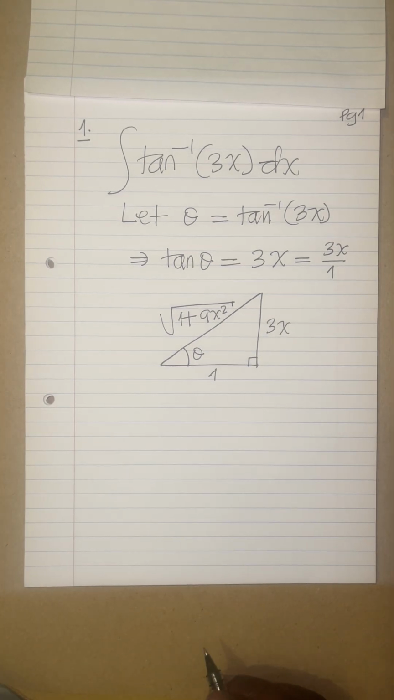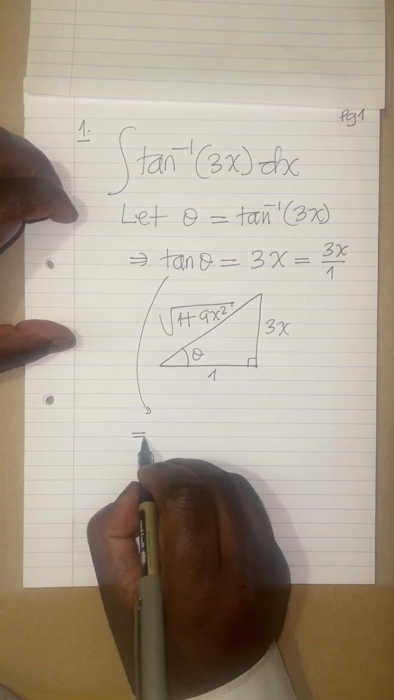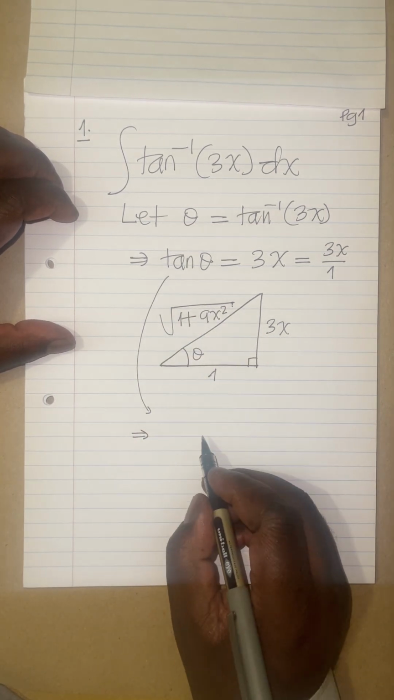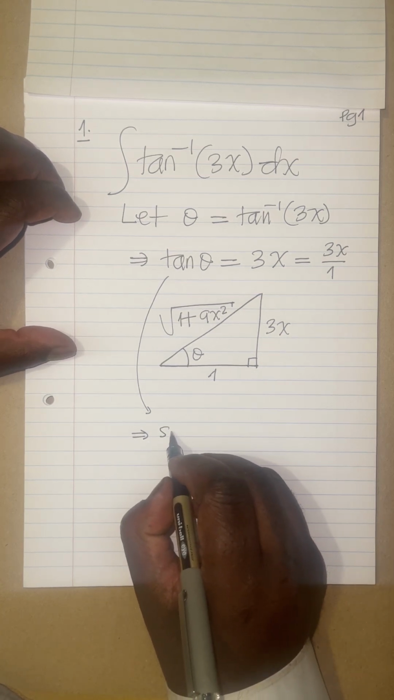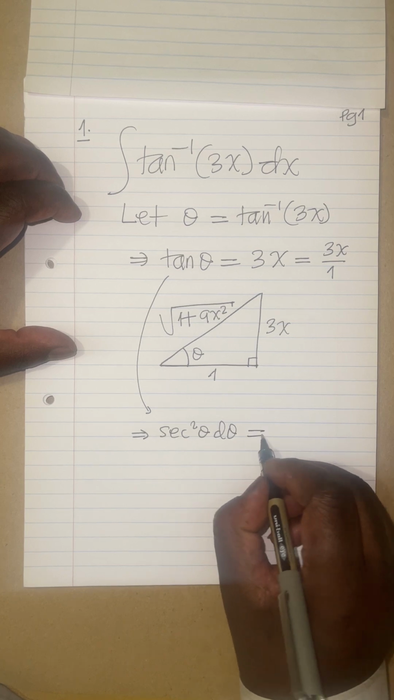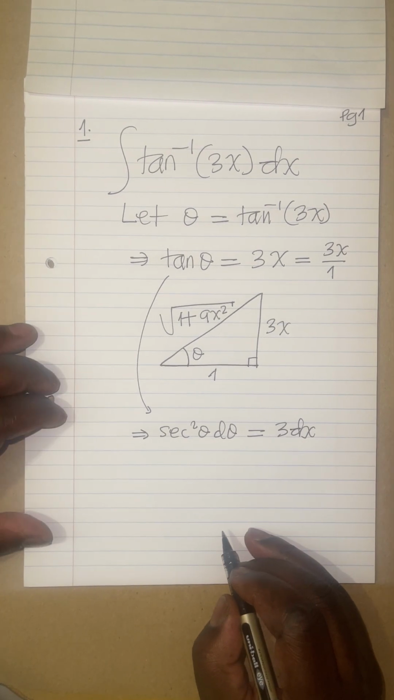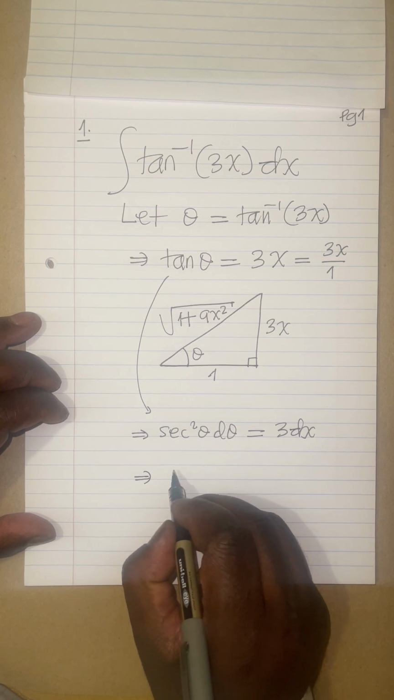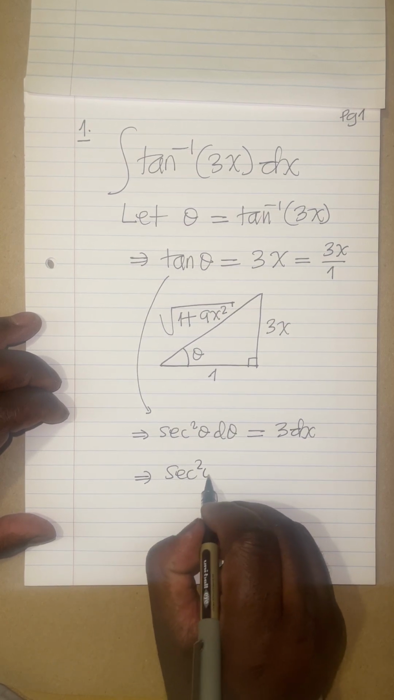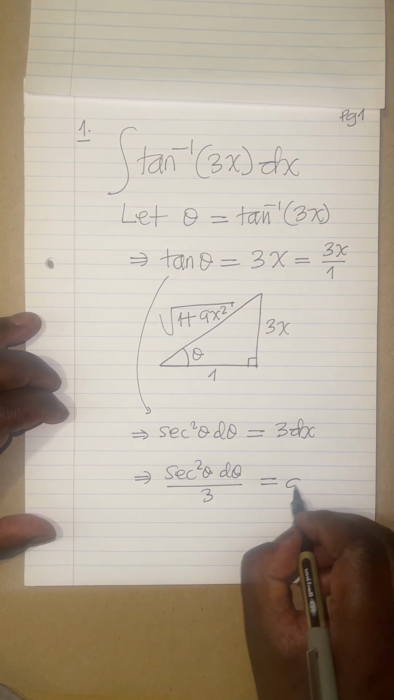Right. But let's carry on with this one then. We differentiate both sides. And what do we get? Derivative of tangent is secant squared. So sec squared theta d theta. On the right hand side, it will just be 3 dx. Now divide both sides by 3. You're going to get sec squared theta d theta all over 3. The answer is going to be dx.